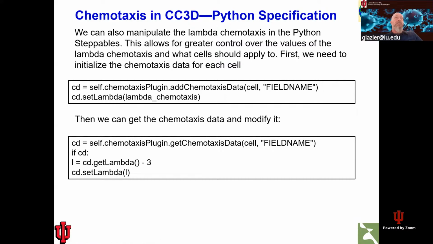So, just when you're using the Chemotaxis plugin in Python, there's a self.chemotaxis_plugin.add_chemotaxis_data(cell, field_name) that says this cell chemotaxes to this field. And then you can do things like set lambda chemo. And you can read the value and update it, for example. So it's possible to do that.